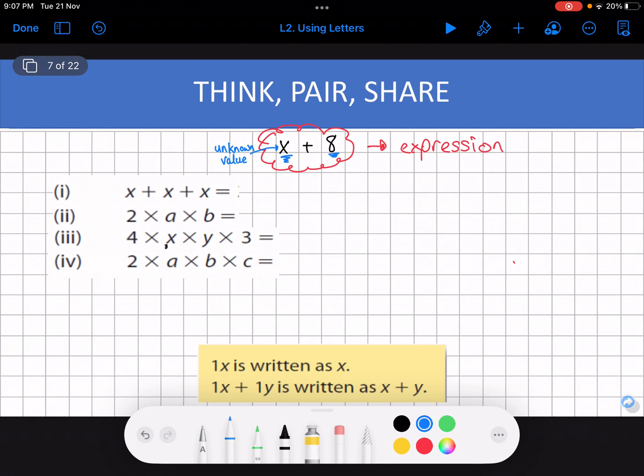We could also use, rather than the letter x, y, a, b, and c. But these would be all different values. So x could be equal to the amount of apples I bought. Y could be bananas. A could be oranges. They would be different values.